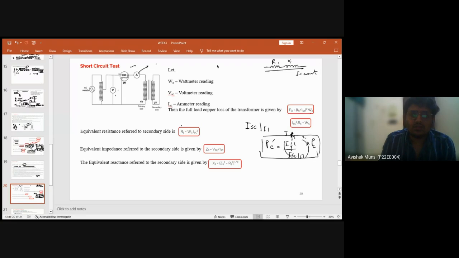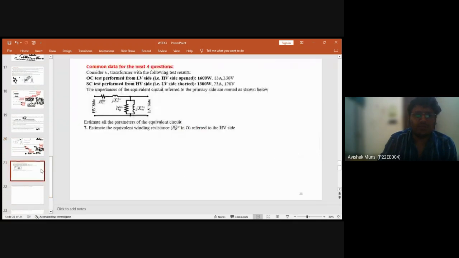Right. From here we have to calculate the secondary side resistance, that is Wc by Ic squared. So these are the basic formulas. We have to calculate Xs. We know that Zs is Rs plus j Xs, so Xs is the square root of Zs squared minus Rs squared. These are the basic formulas from which we are going to solve some problems.